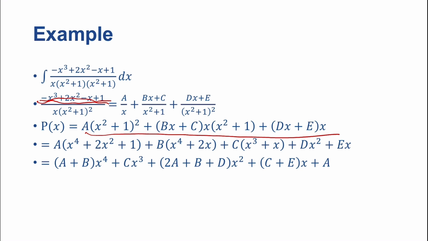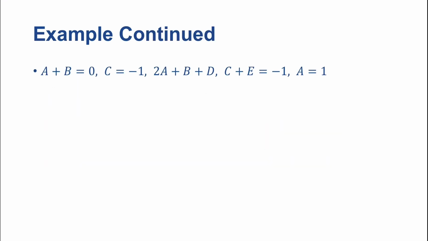Now let's look at the system of equations we get from here. Remember, we match everything here onto our orders in the numerator, p of x. From this, we get a big system of equations. We get A plus B equals 0, C equals negative 1, 2A plus B plus D equals, and I believe we should have some equality at that term, so let's fix that, it turns out we want to set that equal to 2, then C plus E equals negative 1, and A equals 1.